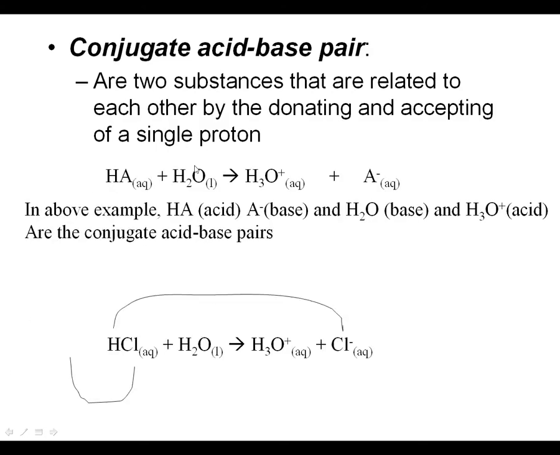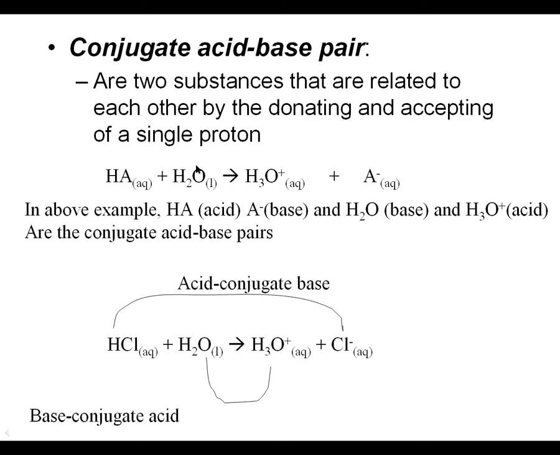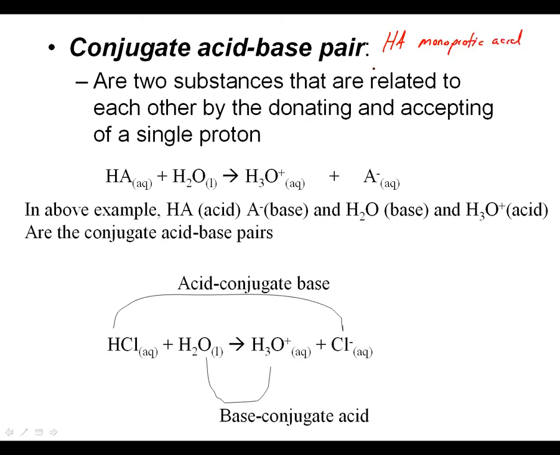Now, here's a couple of examples like we saw before. There's our generic formula, our HA plus our water. Again, just like we saw in the last slide, our HA is our acid. HA is an acid, which is sometimes referred to as a monoprotic acid. And basically what that means is it has one H plus to donate, or give away.